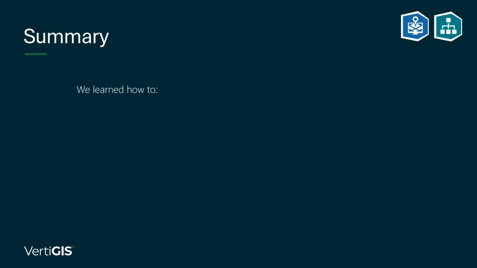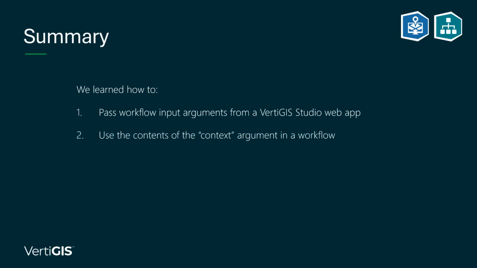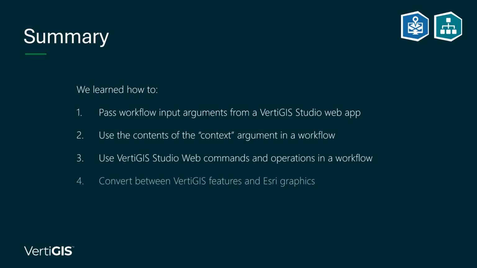To sum it all up, we looked at how to add input arguments for a workflow to a VertiGIS Studio Web app, how to use the built-in context argument, how to run VertiGIS Studio Web commands and operations from a workflow, and how to convert between VertiGIS features and Esri graphics using the results.toGraphics and results.fromGraphics operations. Hopefully, that helps you create workflows that are more closely integrated with your web apps.